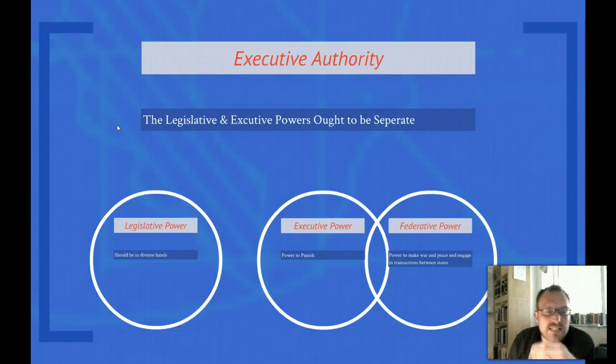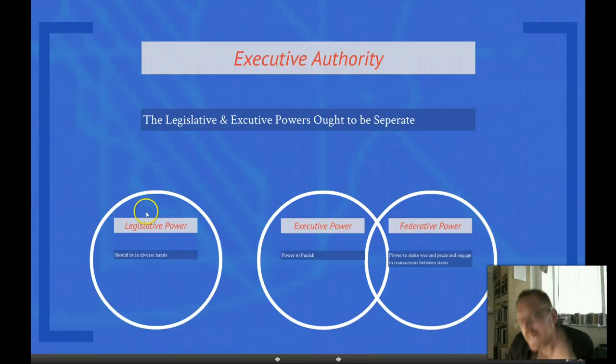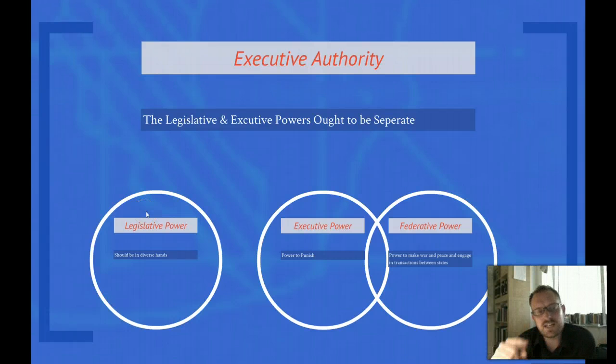Now, what's the idea? It's that the legislative power should be in diverse hands, he says. Many people should be in it. Why? Because in order for the legislative power of a civil commonwealth to make the best laws, those laws need to be based upon a representative measure of what the good of the people is.